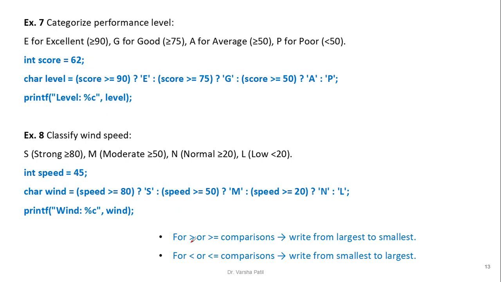So for greater than or equal to comparison, generally write from largest to smallest, and for less than, generally value increases from smallest to largest. This is just not a fixed rule, but generally this pattern occurs. And when we are writing such type of conditions, there is no need to write down the specific condition using the AND operator. Even the general condition can work.